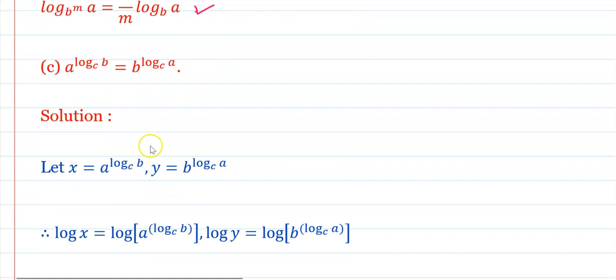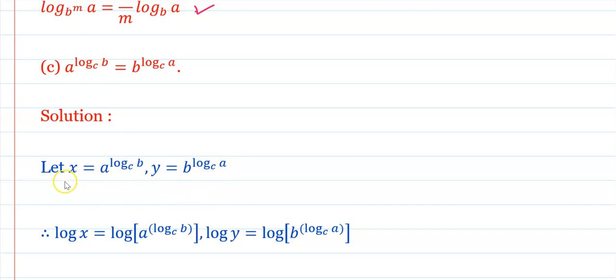Now the next: a raised to log of b to the base c is equal to b raised to log of a to the base c. These two values are the same. Suppose that this is equal to x. That is, x is equal to a raised to log of b to the base c, and y is equal to b raised to log of a to the base c.